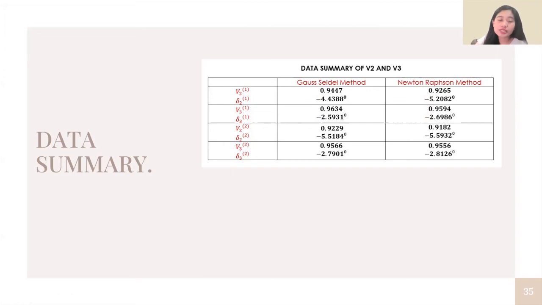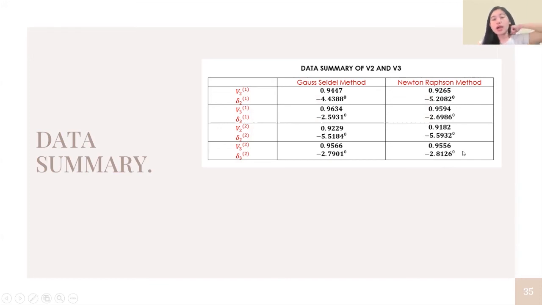Okay? So as for the second iteration, ang V2 natin is 0.229 and negative 5.5184. And same goes dito, 0.9182, negative 5.5932. So as for our V3, 0.9566. Ito yung pinaka-close na nakuha natin, 0.9556. And also, negative 2.7901 and negative 2.8126 degrees.